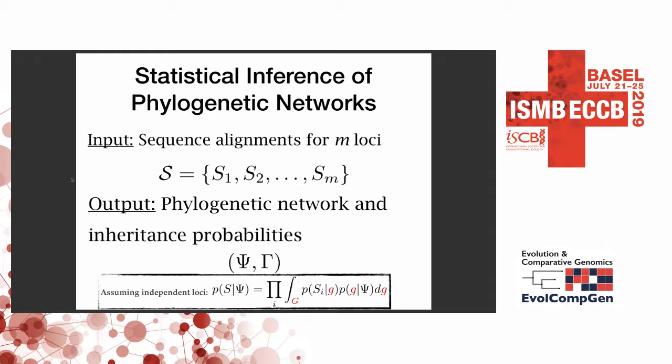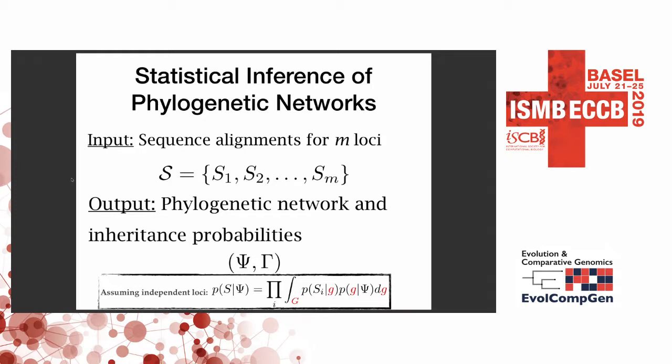This is the main formula that appears in any statistical inference of these networks in this area. What it basically says is that if you look at G as the gene tree, S as a sequence alignment, and psi as a species network, we have to account for the probability of sequences coming down the gene tree and the probability of the gene tree evolving down the phylogenetic network.